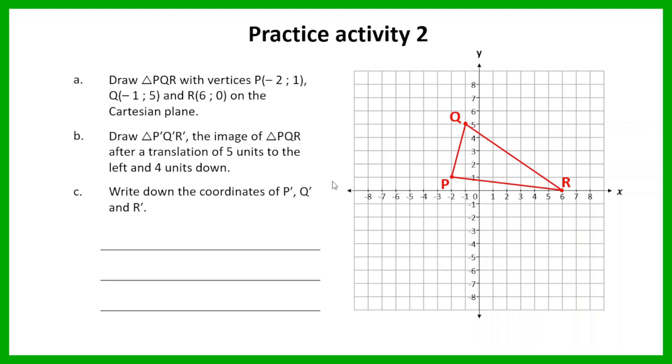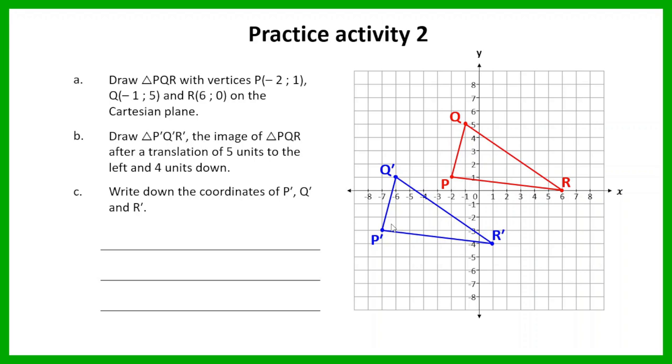Then you have to draw the image of triangle PQR after a translation of 5 units to the left and 4 units down. This is what you should have ended up with over here. You should have had the point P prime over here, the point Q prime over here, and the point R prime over here, where this whole triangle has been translated 5 units to the left and 4 units down.